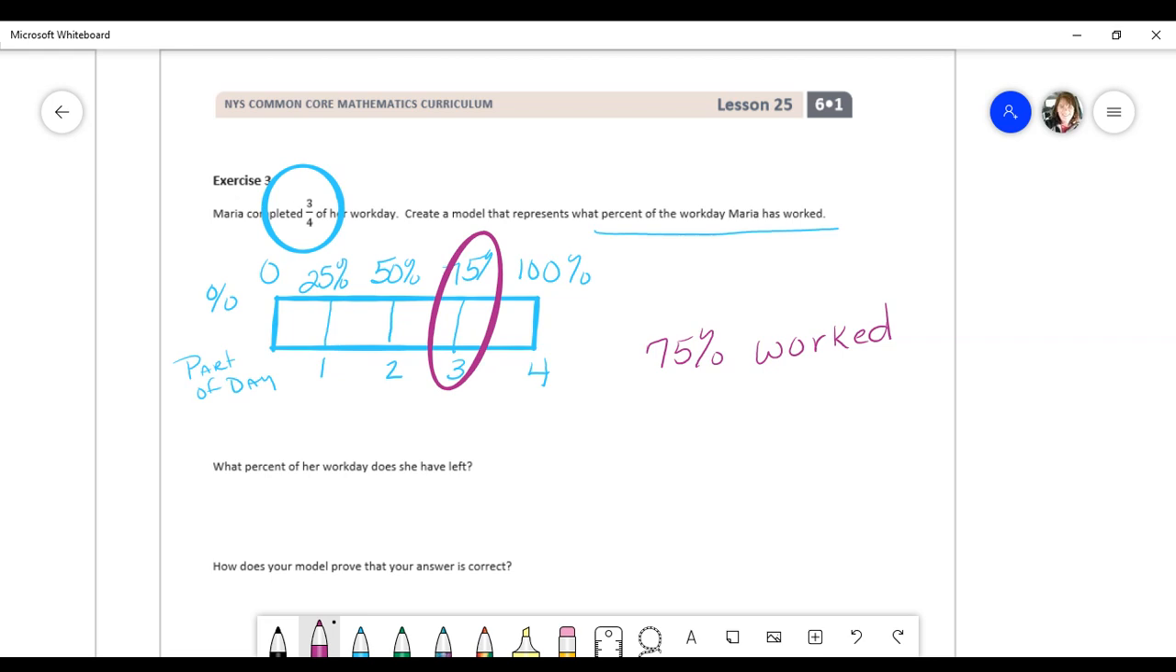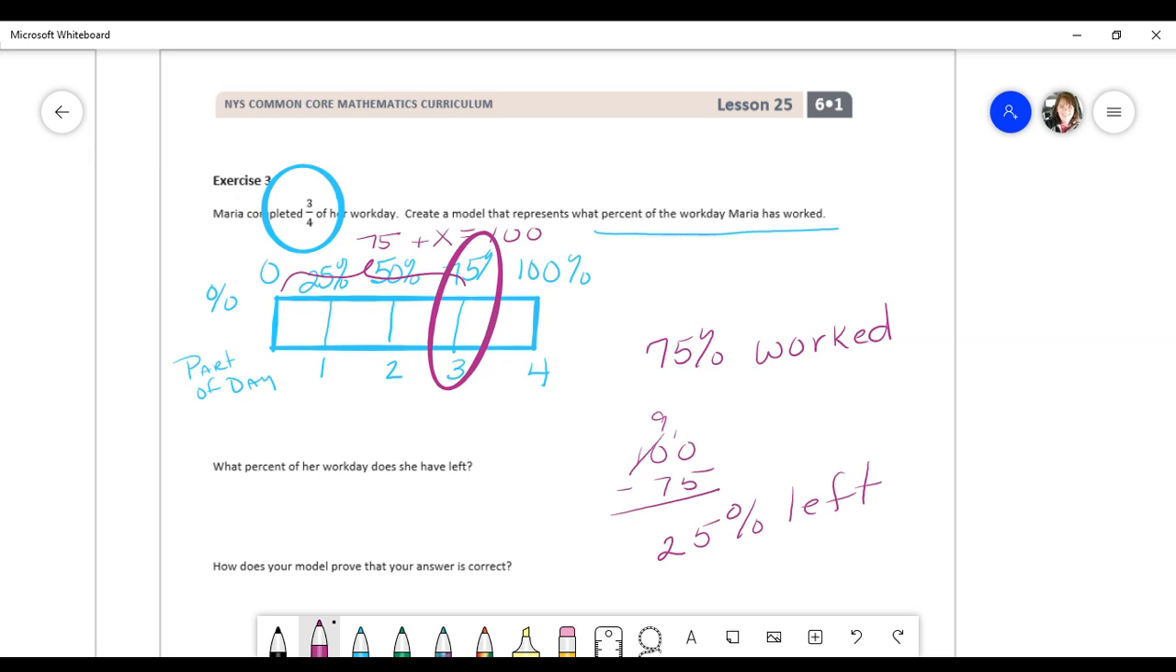And then it says, what percent of her workday does she have left? Well, if she worked 75%, how can I find out how much she has left? I can either know that this right here is 75% plus something equals my 100 and find out what that is. Or I can actually subtract. Well, here's the whole day. Take away what she already did. I would have to borrow. And 25% is left.